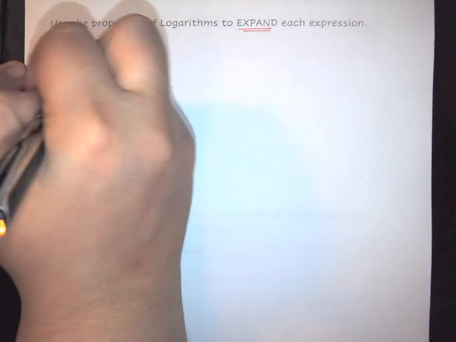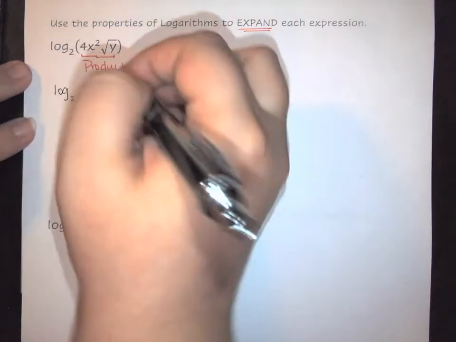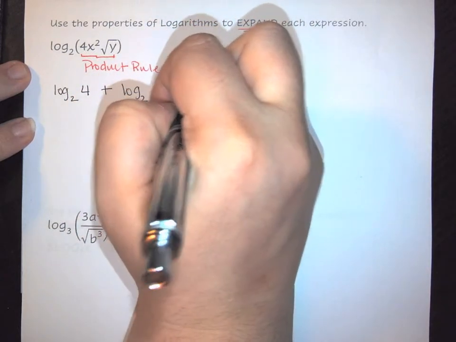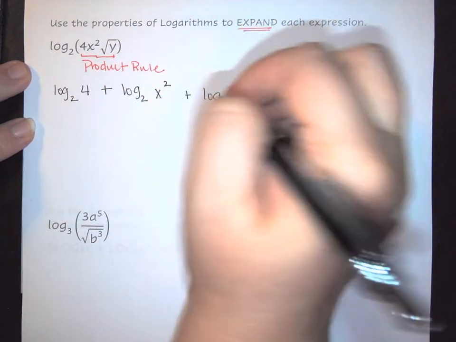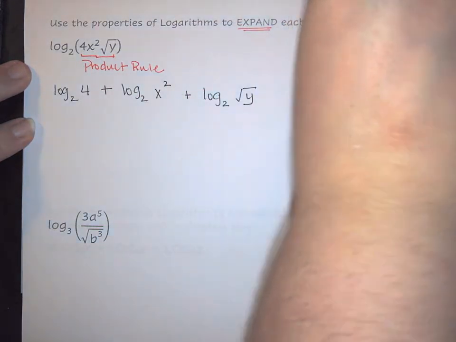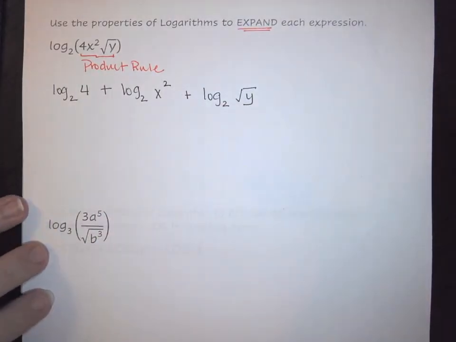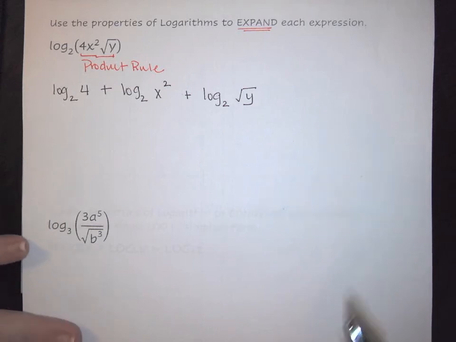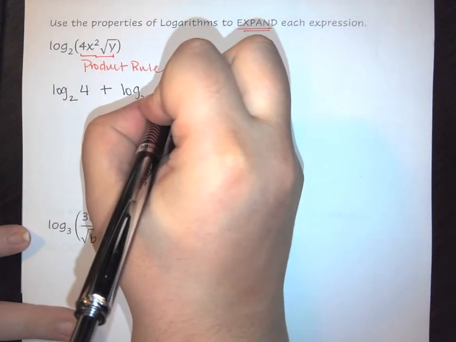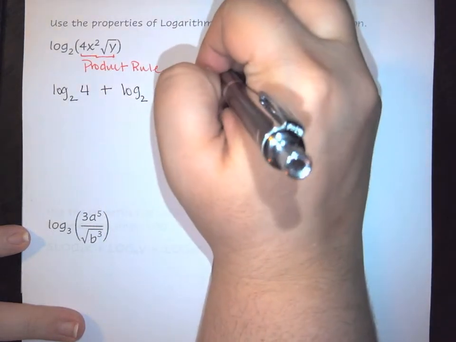So we're going to have the log base 2 of 4 plus the log base 2 of x squared plus the log base 2 of the square root of y. That's considered to be the big expansion. However, we still have more rules and properties that we can use. For starters, we have this 2 right here, and this is actually going to be your power rule.